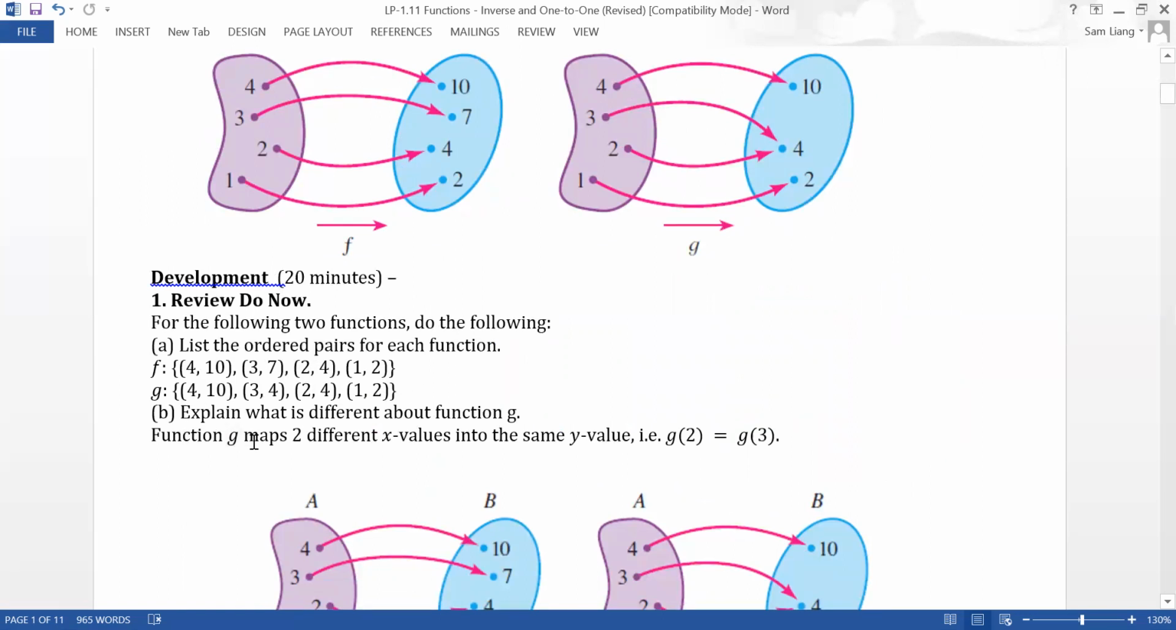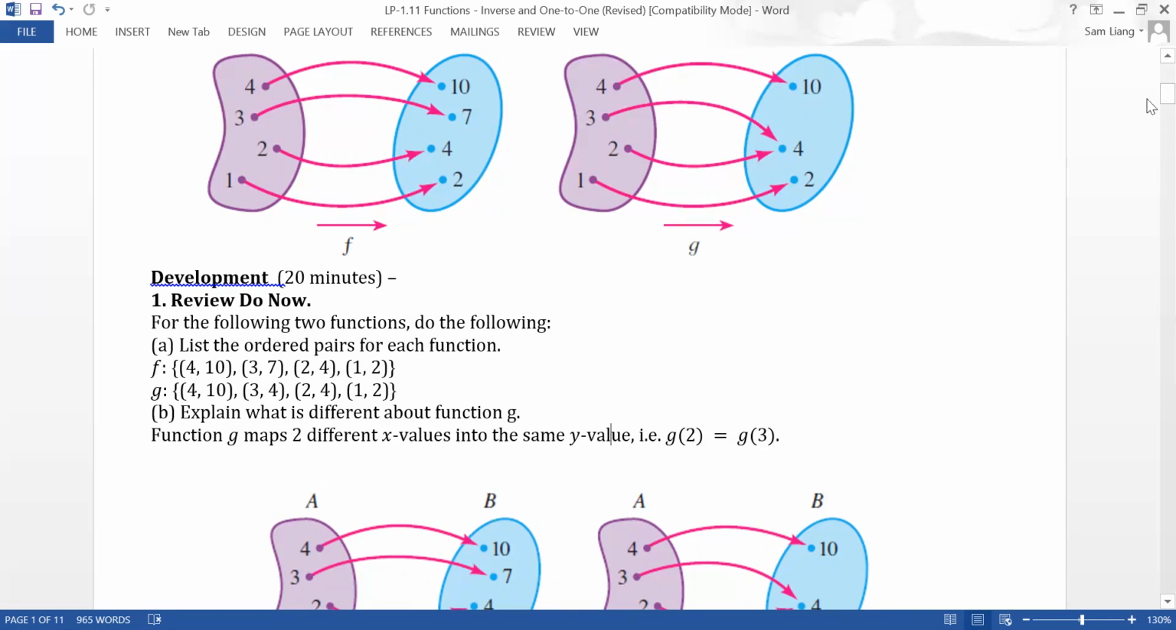Part B, function G maps two different x values, namely 2 and 3, into the same y value, i.e., the Latin for that is id est, I-D-E-S-T. So the literal translation of that would be "that is." Okay, just a quick lesson for you in Latin there. That is, G of 2 equals G of 3, right? So both G of 2 and G of 3 equal 4, because they both map to 4.